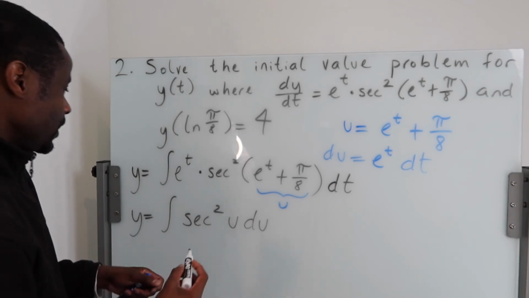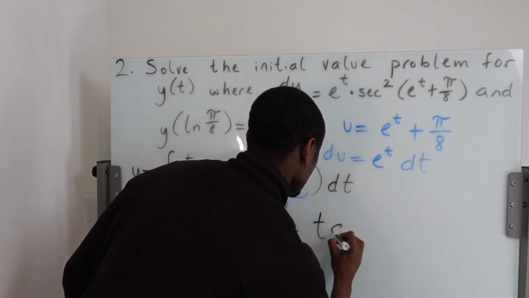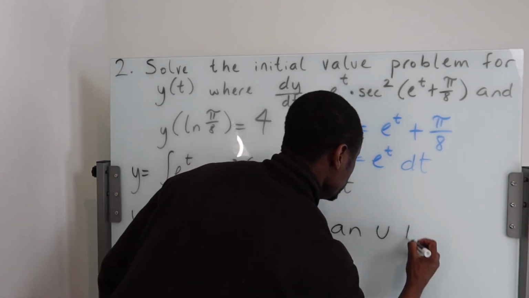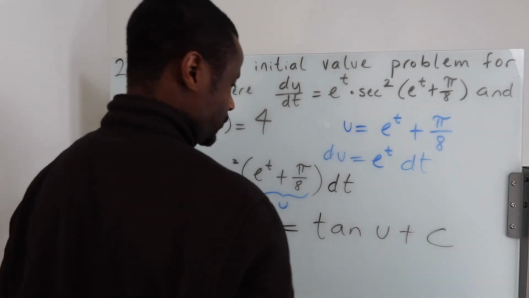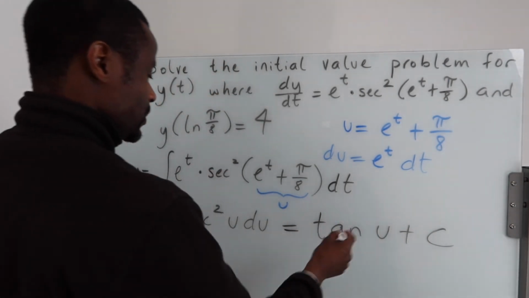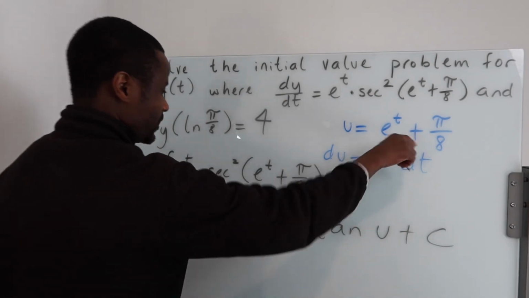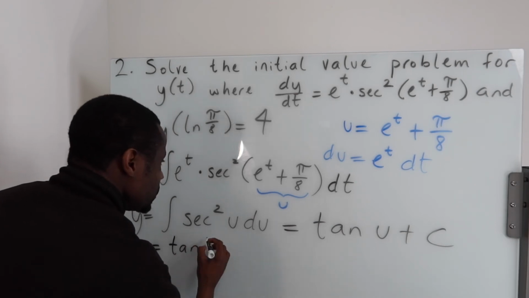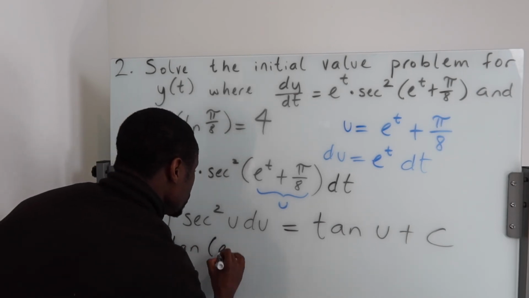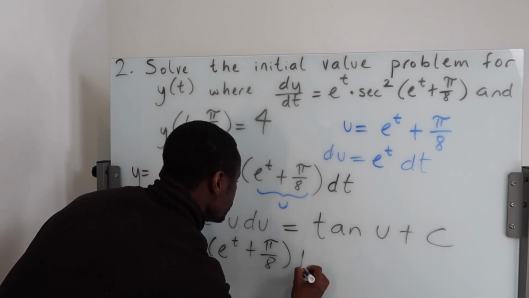How do we integrate that? Well, the integral of secant squared is tangent. So y equals tangent of u plus c. And let's back substitute for u. We know u, we've defined it to be that. So y equals the tangent of e to the t plus pi over 8 plus c.